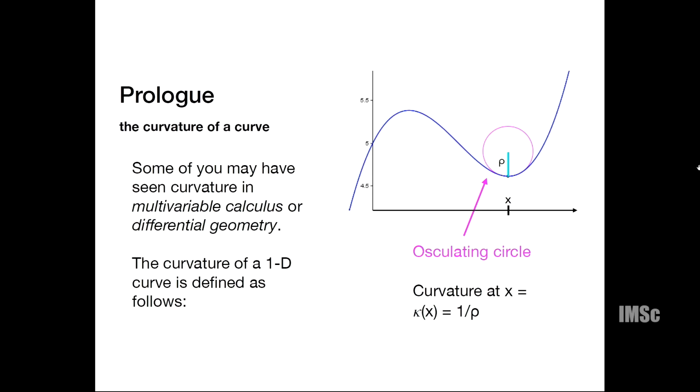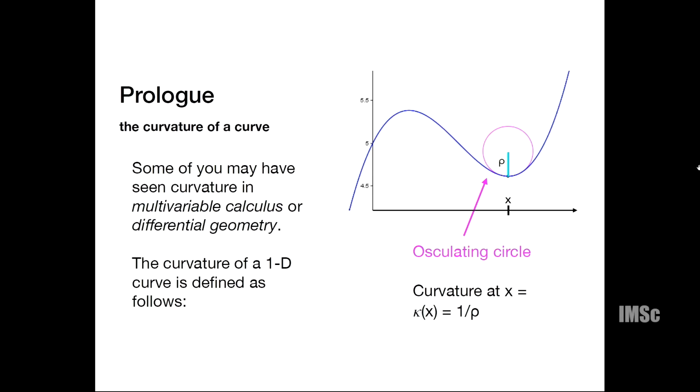If the osculating circle is really tiny, it's going to have a small radius, but the curve is bending really sharply, so it's going to have a big curvature. If the osculating circle is really big, it's going to have a big radius, but 1 over that big radius is going to be a very tiny amount. So the curvature is going to be very small, because if the circle is really big, it's bending slowly, it's curving slowly. So that's curvature in the plane.